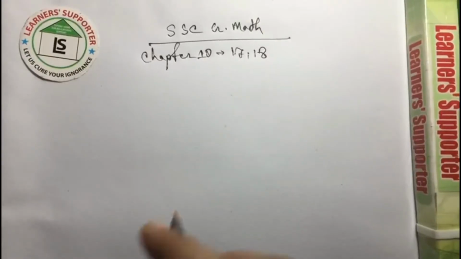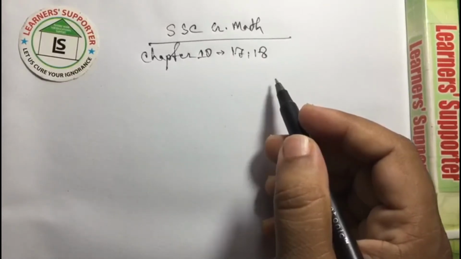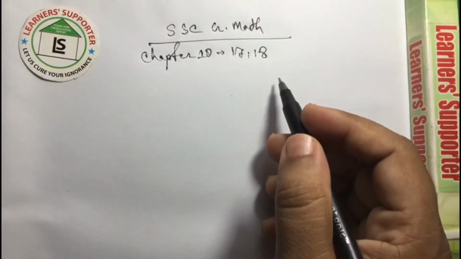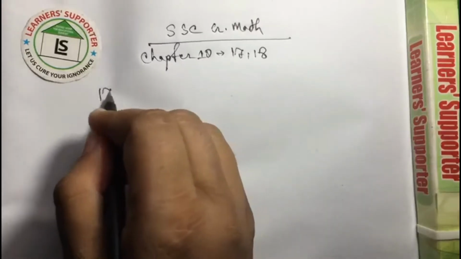Dear learners, now we will do math number 17 and 18 from chapter 10 of SSC General Math books. At first we will do 17.